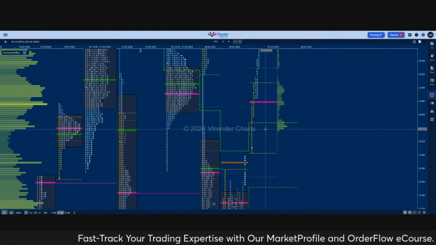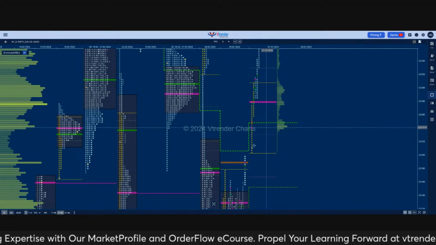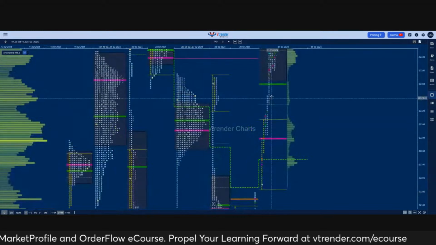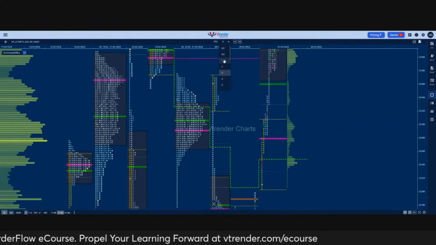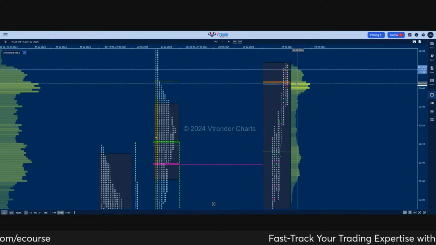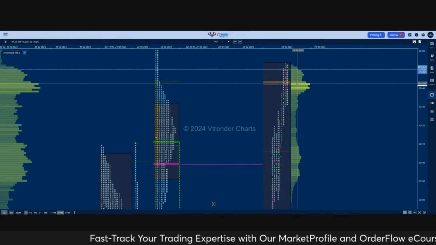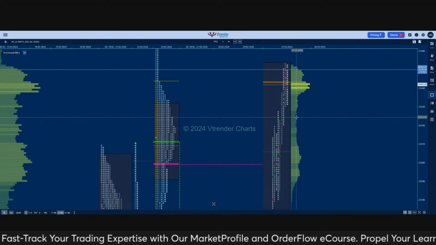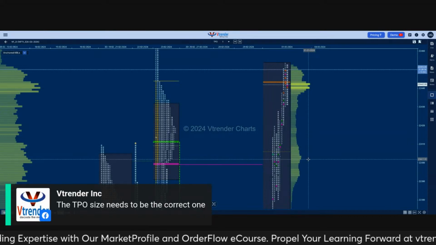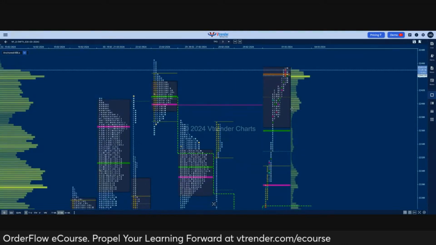POC and HVN are not exactly matching. The volume histogram is just an indication of how much volume is being formed, because we are looking at a much bigger TPO size. If you look at a TPO size of 1 and then look at volumes, more or less you will find the volume nodes bigger where the HVNs are. Yeah, the TPO size has to be the correct one for you to get the exact number. Any other queries, guys, on Nifty futures of March?